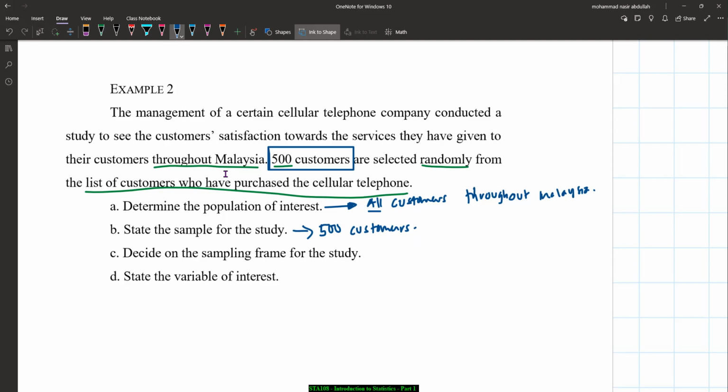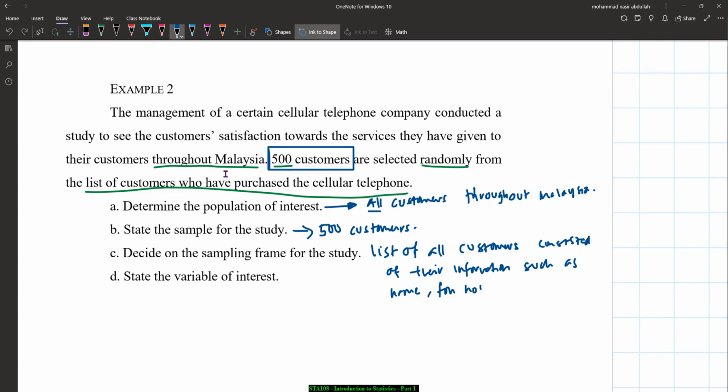So, a list of all customers consisting of their information such as name, phone number and address. Sometimes dia minta email address kan, email juga kan. Tengoklah keadaan, boleh tambah-tambah sikit lah. Tak payah tambah banyak-banyak, sikit-sikit sudahlah. Kita 3 jam saja nak buat final exam.